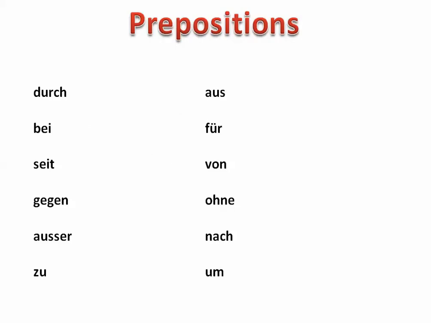Okay, so let's review the prepositions here. That's also very important when we're talking about cases, particularly the accusative and dative cases, because some prepositions govern the accusative. Some prepositions are always dative in German. So durch means through in English, and it's an accusative preposition. Aus is out of, it's a dative preposition. Bei means at, or mostly at, and it's dative.